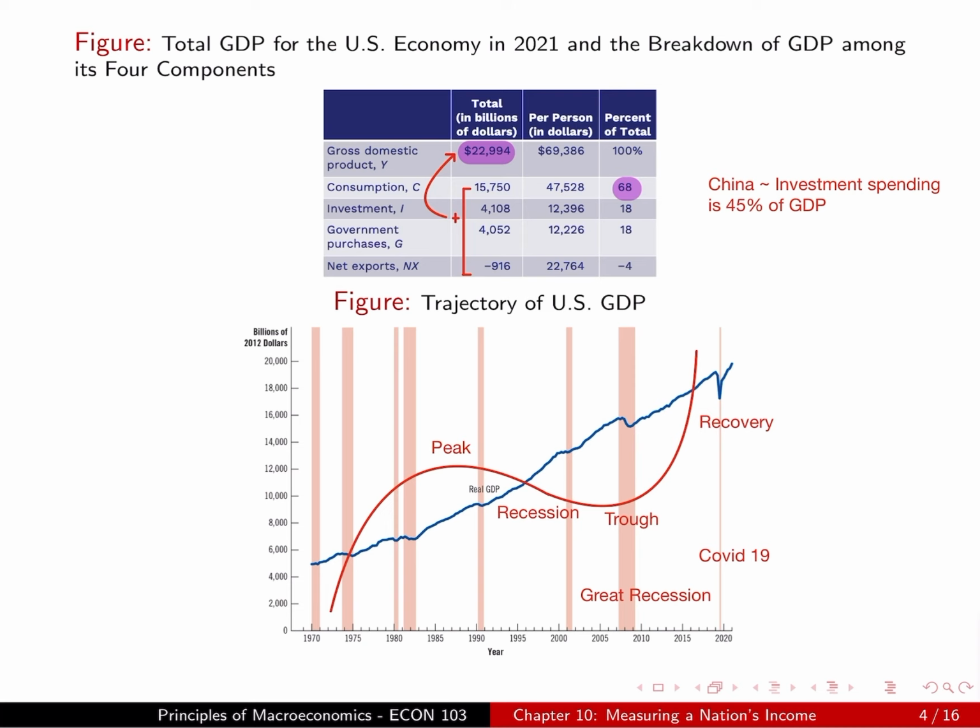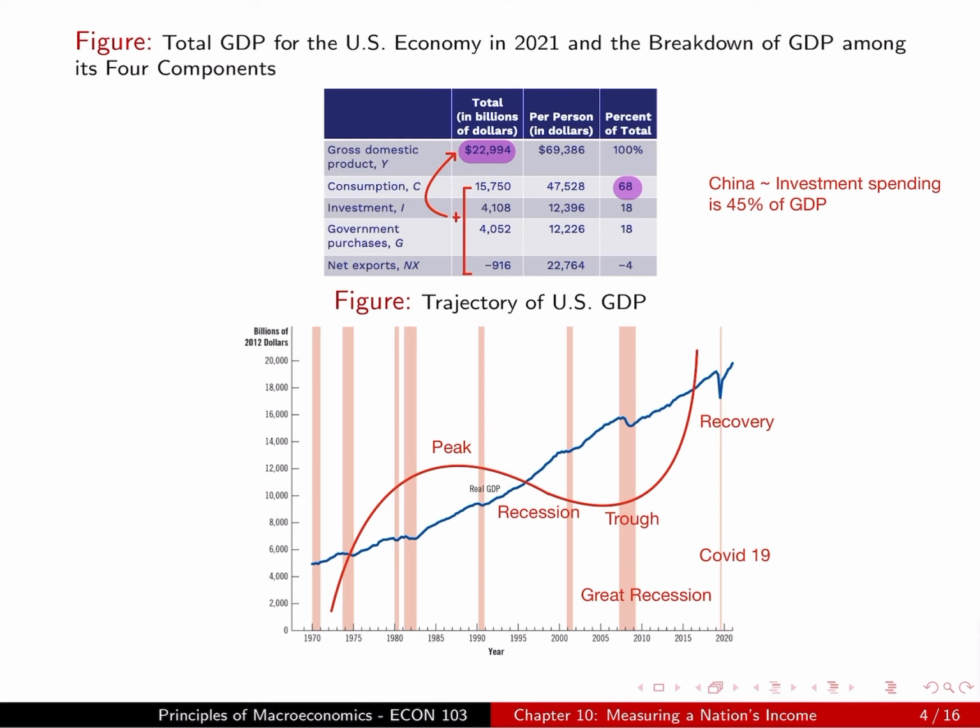It's important to note that the proportion of each component can vary significantly between different economies. For instance, in China, investment spending I takes the highest proportion of GDP, accounting for 45%. This variation highlights how different economies allocate their spending differently based on their economic priorities and development stages.